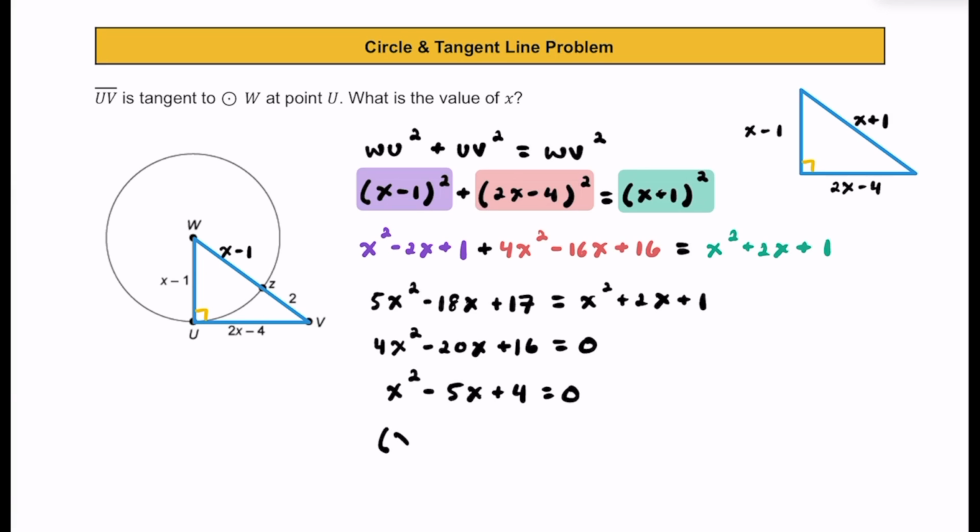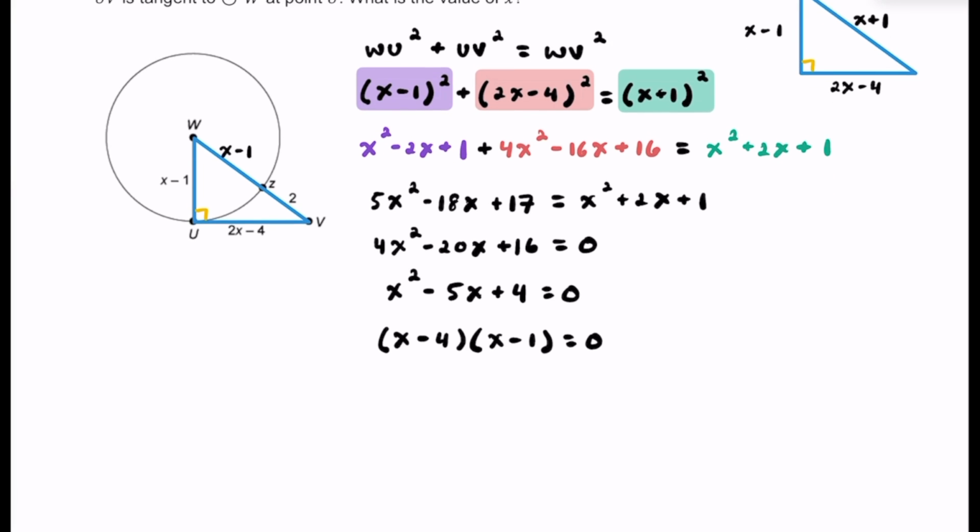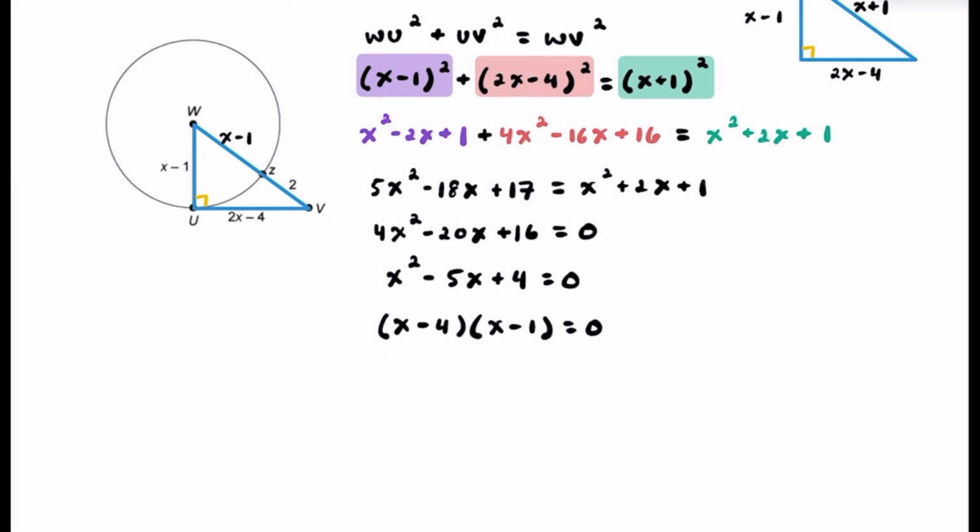I think you can here. I think this factors nicely into x minus 4 as well as x minus 1. So if you go ahead and multiply that back out, you should get what we just had a moment ago. And if you use the zero product property here, in order for this equation to be true, x would have to be either positive 4 or x would have to be equal to positive 1.